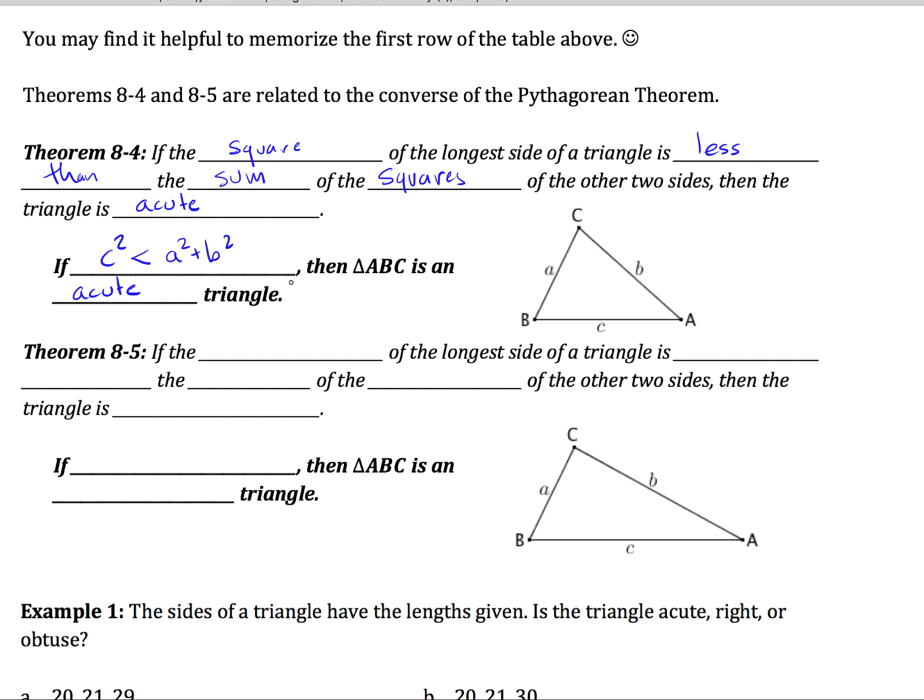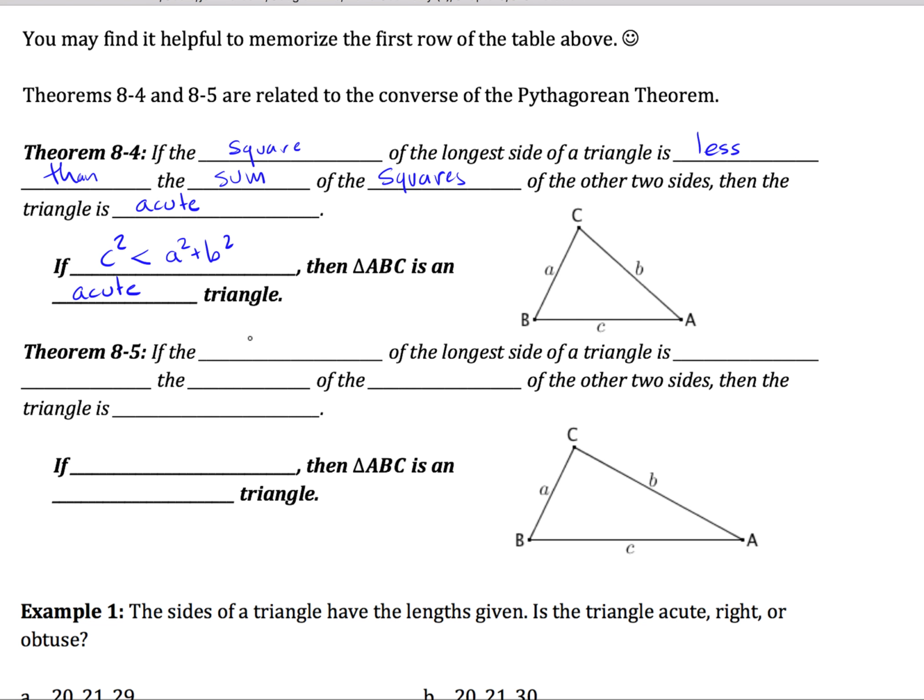So in other words, you can decide that this is an acute triangle without actually knowing any of the angle measurements. If you know all three of the side lengths, you can take the longest one and put it as C, square it, compare it to the other two sides squared and added together, and if the other two sides squared and added together are bigger than what the longest side squared is equal to, then you know you're looking at an acute triangle. And we'll do an example here in just a second when we get down to example 1. But first, let's look at Theorem 8-5, which is related, and it's looking at, well, what happens if C squared is bigger?